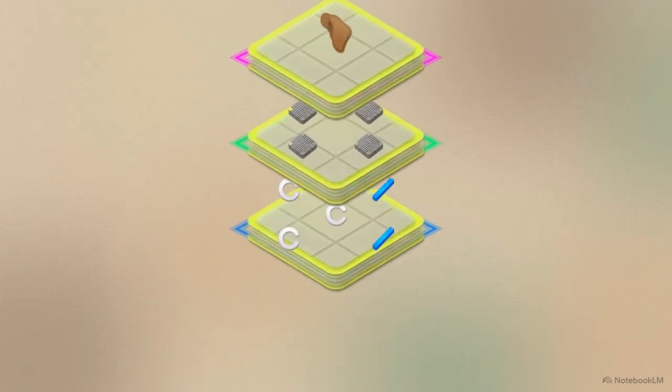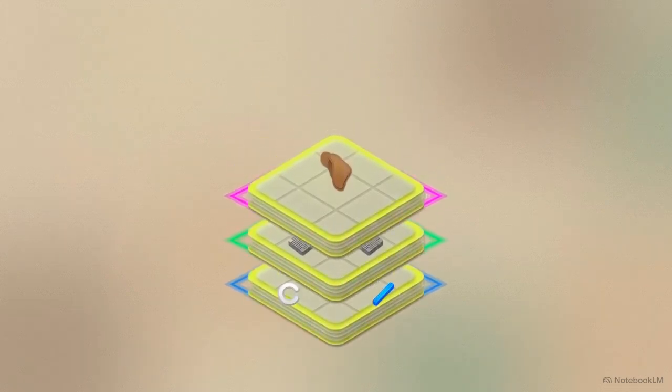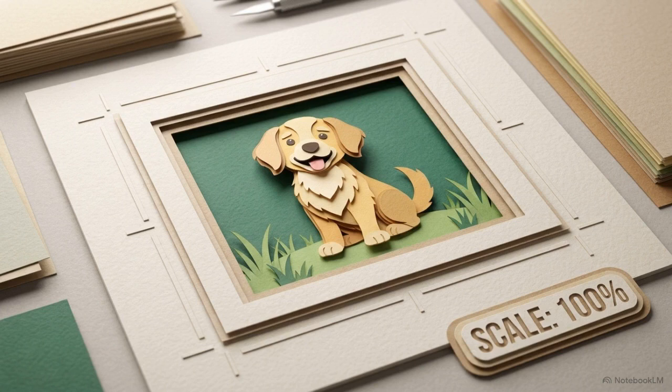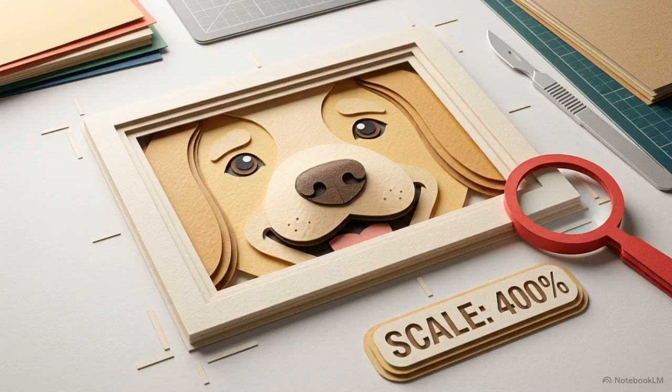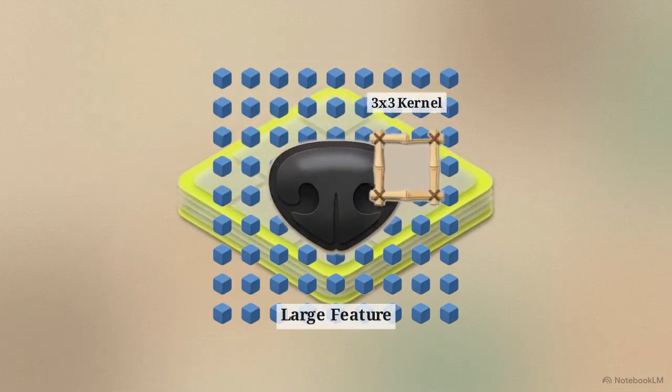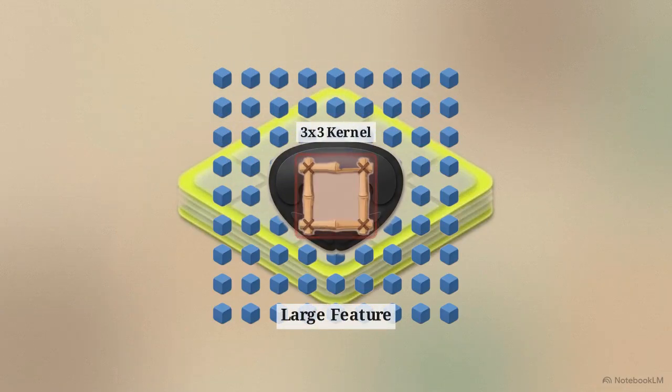A convolutional neural network is a series of these sliding frames stacked on top of each other, working together to turn dots of color into recognizable objects, like puppies. There is one last hurdle. How does the computer recognize the puppy when the camera is far away, capturing the whole yard, versus when the camera takes a massive, zoomed-in close-up? If the computer's sliding frame is a fixed size, it will easily miss a giant nose because it only knows how to look for a small one.